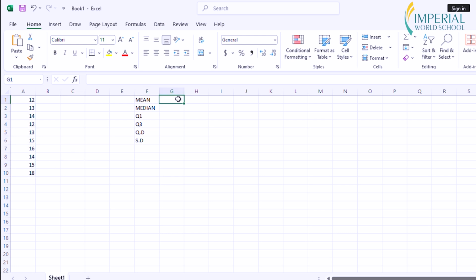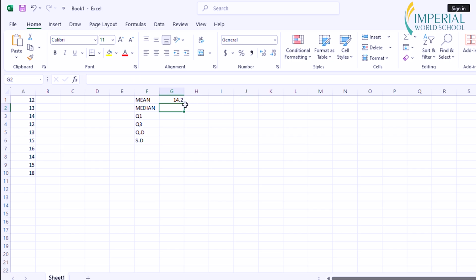And now first, the mean, which is the average of the entire value. The formula for mean is going to be equal to average, and then we have to fill out the cells that the values are in. So 14.2 is going to be the mean that the Excel formula automatically fills out.